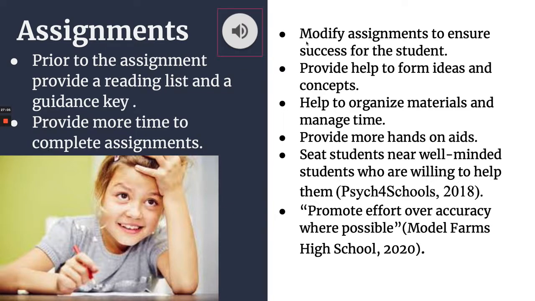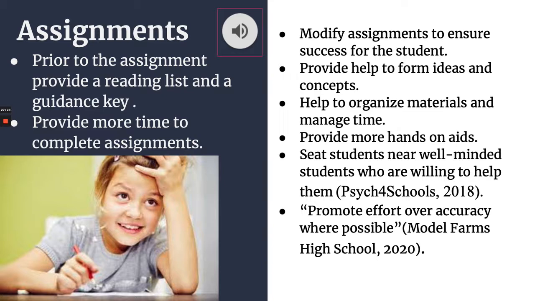Assignments. Prior to the assignment, provide a reading list and a guidance key. Provide more time to complete assignments. Modify assignments to ensure success for the student. Provide help to form ideas and concepts. Help to organize materials and manage time.